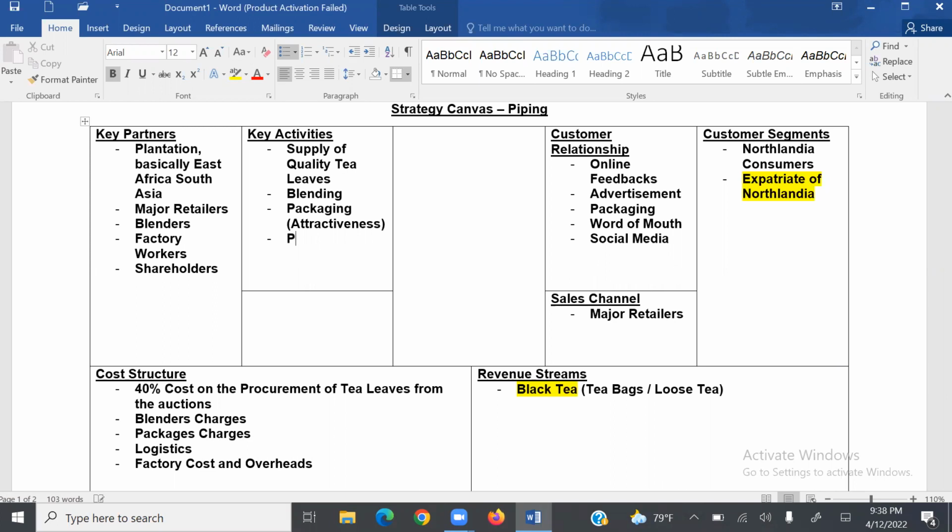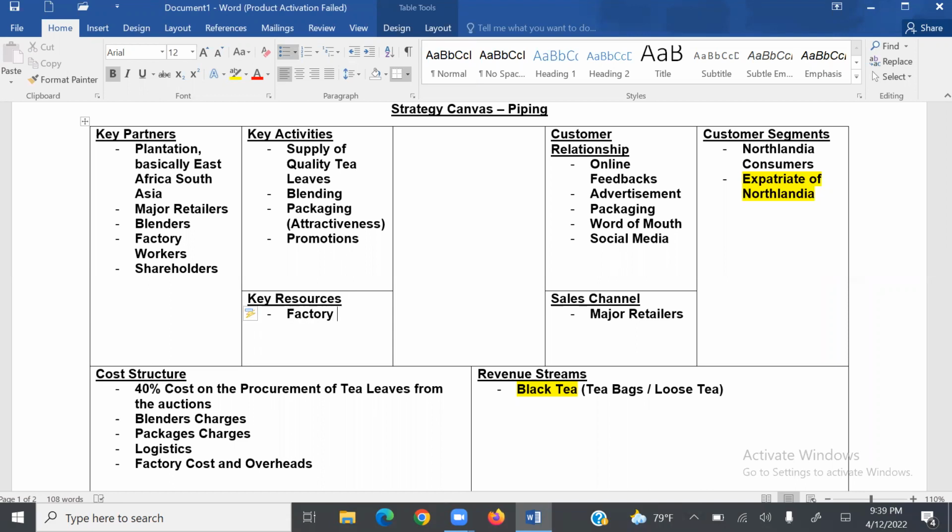Another one I can generally say is promotions. Correct, because promotions are very essential at the moment. And now the other thing is the key resources, because they need to have resources in order to make this successful. So the key resources one they have is the factory, correct? Because without the resources, automated, sir. Correct. So I'll write down here one is factory.